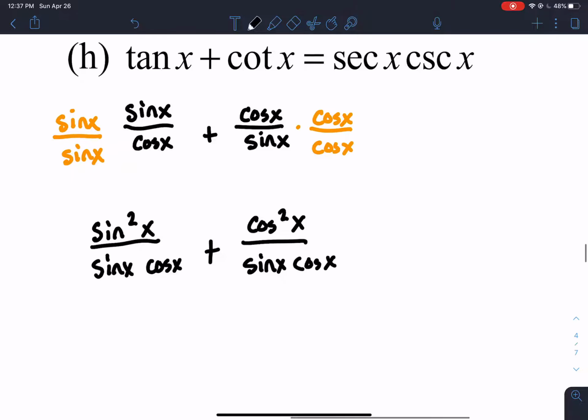Okay, now how do you make that two fractions, right? So this would be 1 over sine times 1 over cosine. Right, and what does 1 over sine become? Cosecant, and then secant, which is what we have on the other side. Now, I know it's not the same order, but again, multiplication, the order does not matter.